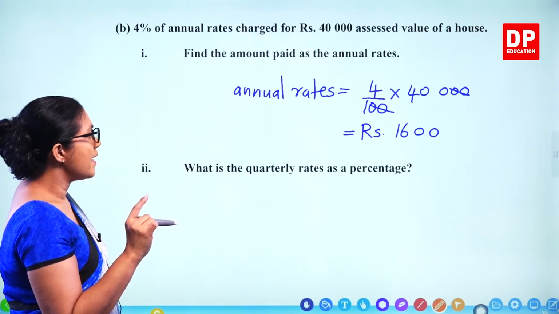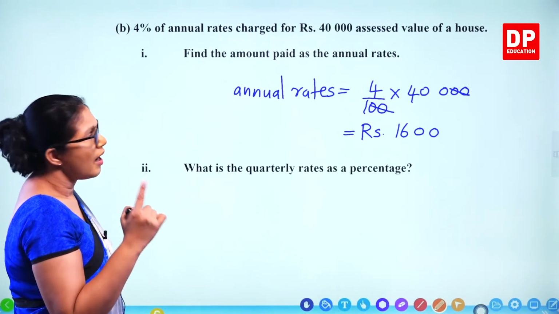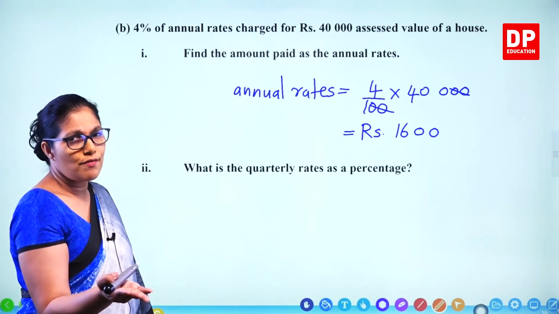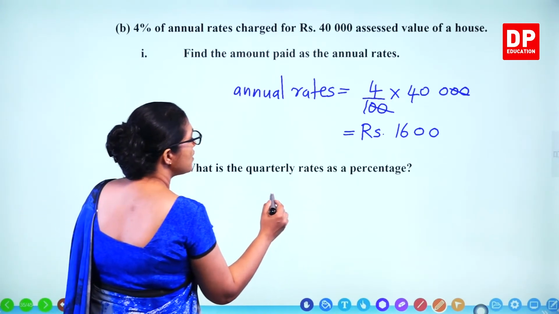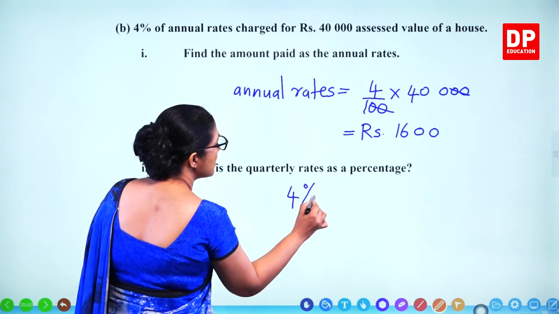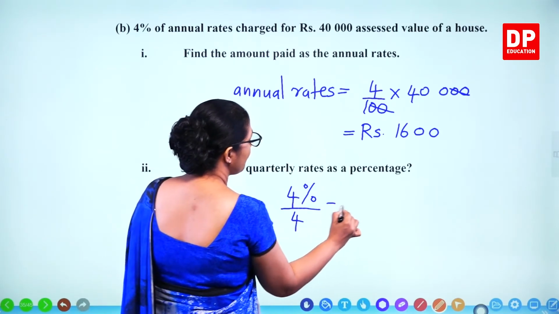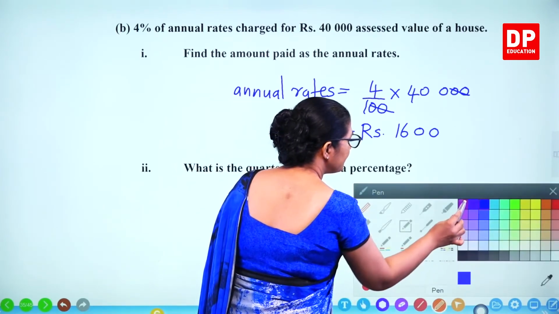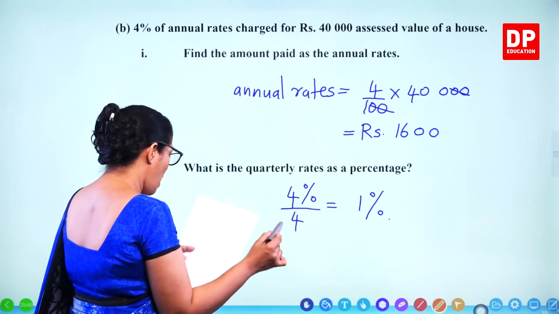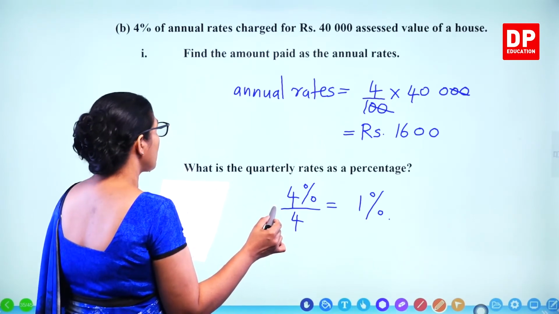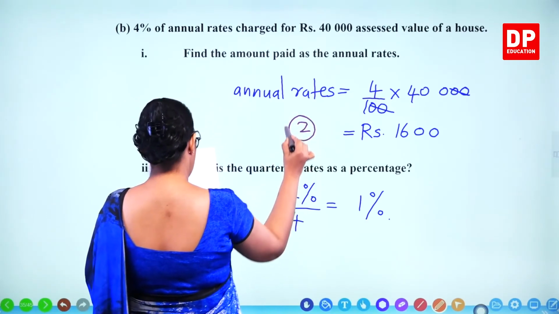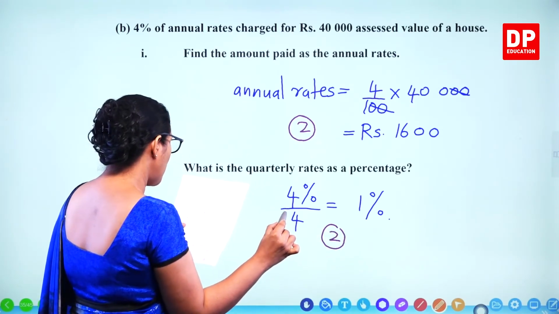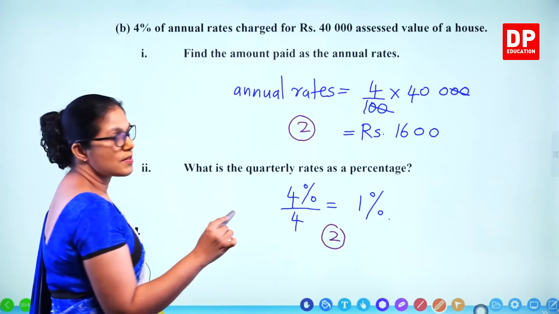What is the quarterly rates as a percentage? Annual rates is 4%. So how do you find the quarterly rate? You have to divide by 4. So quarterly rates is 4% divided by 4. That's 1%. So how many marks? 2 marks for this part and 2 marks for this. So we gave altogether 10 marks for the whole question.